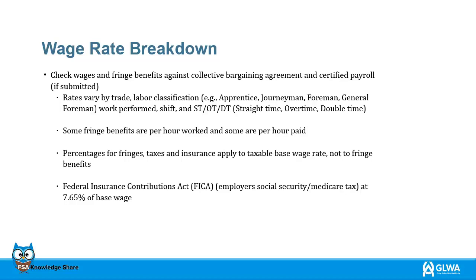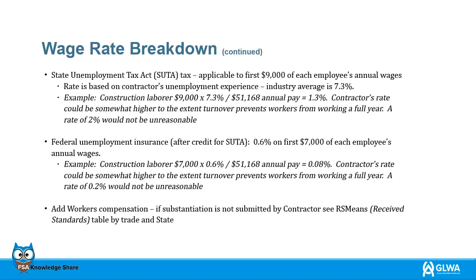Finally, the Federal Insurance Contributions Act, which is at 7.65% of the base wage. State Unemployment Tax Act, applicable to the first $9,000 of each employee's annual wages. The rate is based on contractors' unemployment experience. The industry average is at 7.3%. Here is an example for a construction laborer.